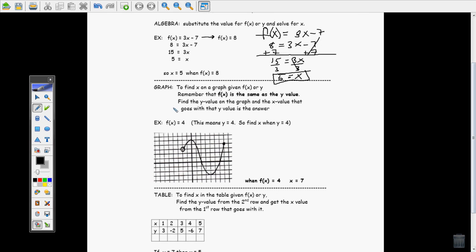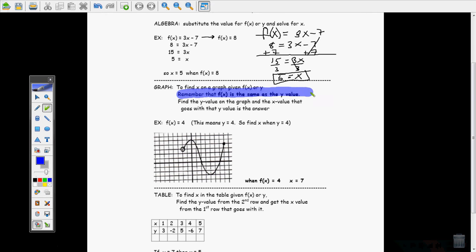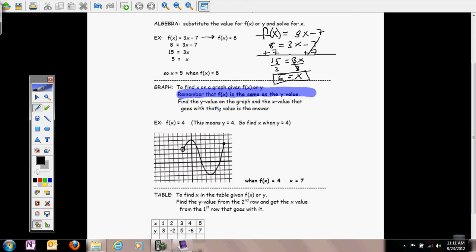The next example comes from a graph. It says to find x on a graph given f of x or y. It says remember that f of x is the same as the y value. I can't stress that enough. This is very important. You should already know it. Remember this. This is important. F of x is the same thing as y. So find the y value on the graph and the x value that goes with that y value.